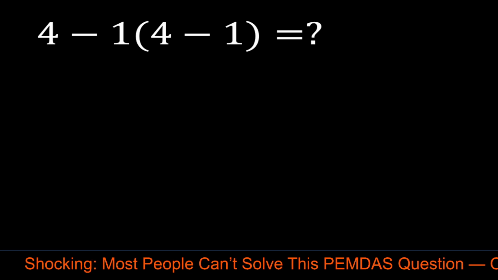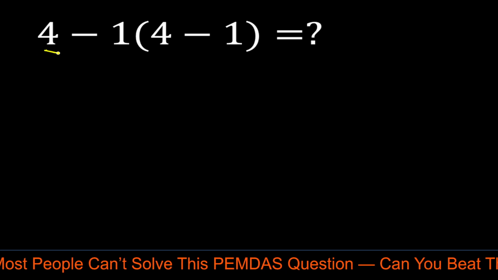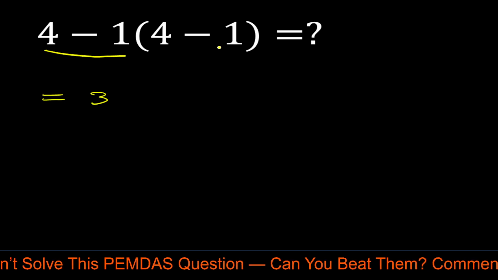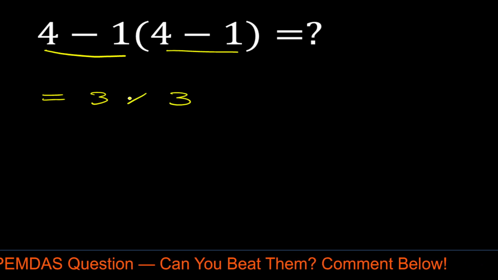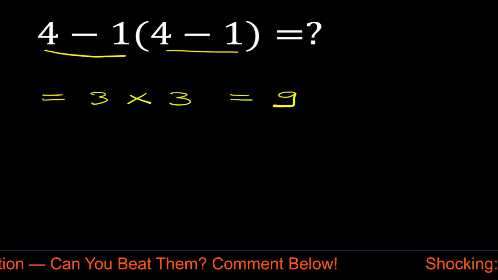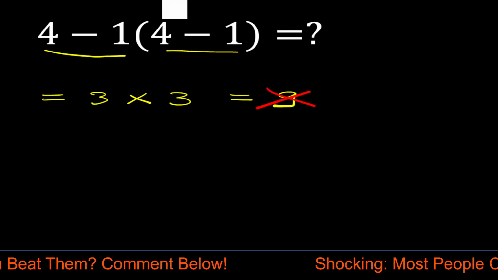So most people solve this question like 4 minus 1. So 4 minus 1 is equal to 3, right? Then again 4 minus 1. So 4 minus 1 is equal to also 3. Now 3 times 3. So 3 times 3 is equal to 9, right? But this answer is not correct. This answer is completely wrong.